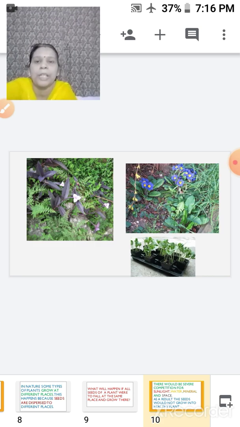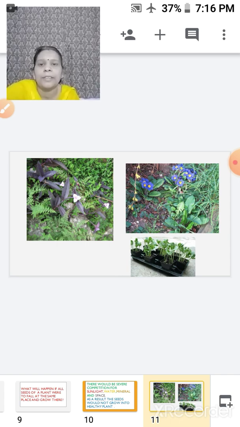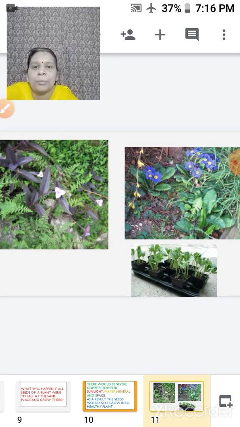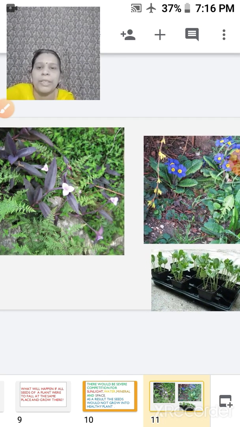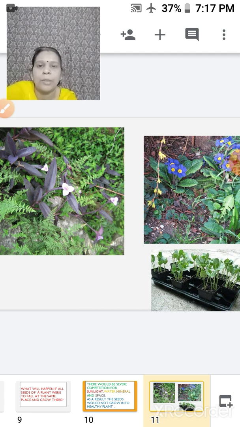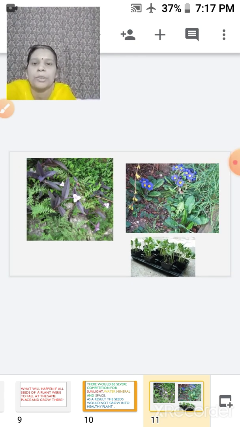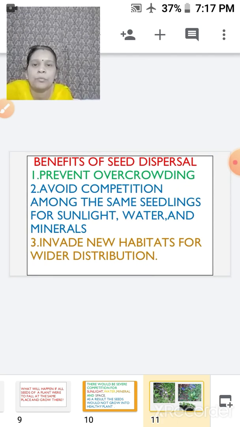As a result, the seed would not grow into a healthy plant. Here you can see on the screen that if all the plants are growing within the same place, they are not getting sufficient space, they are not getting proper nutrients, and above all, they will not get proper food, sunlight, nor water.